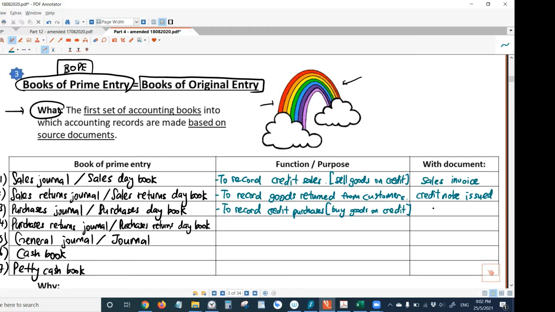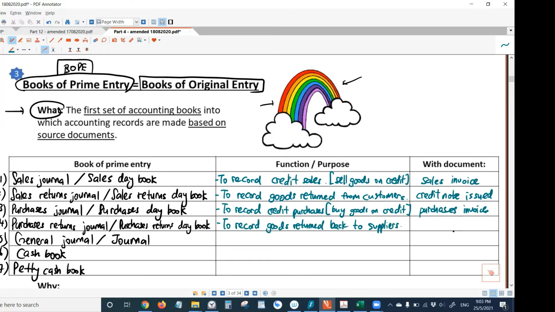Receipt? No, it's the same document, invoice, because it's on credit, no immediate payment. It's just that we are the customer this time, not the supplier. So you call this purchases invoice. If you have a purchases invoice, you record into the purchases journal because a purchases invoice tells us that we bought goods on credit. Next one, purchases return journal, to record goods returned back to the suppliers.